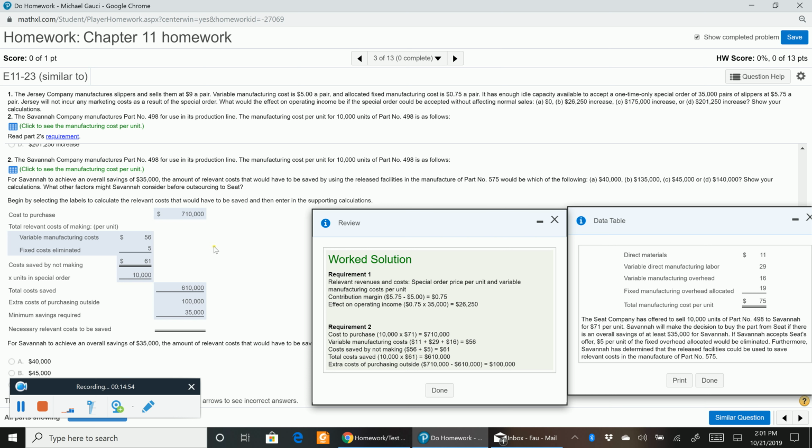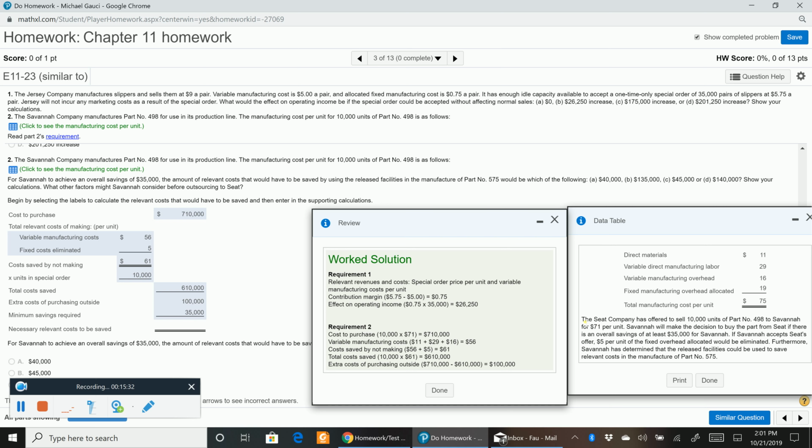We have a company called Savannah Company. They manufacture a certain part, number 498, for use in the production line. The manufacturing cost per unit for 10,000 units is as follows, and we can see the details over here in the far right data table. To make a unit, $11 direct materials, $29 variable direct labor, $16 variable overhead, and $19 fixed overhead. That's allocated $19 per unit for a total manufacturing cost of $75.